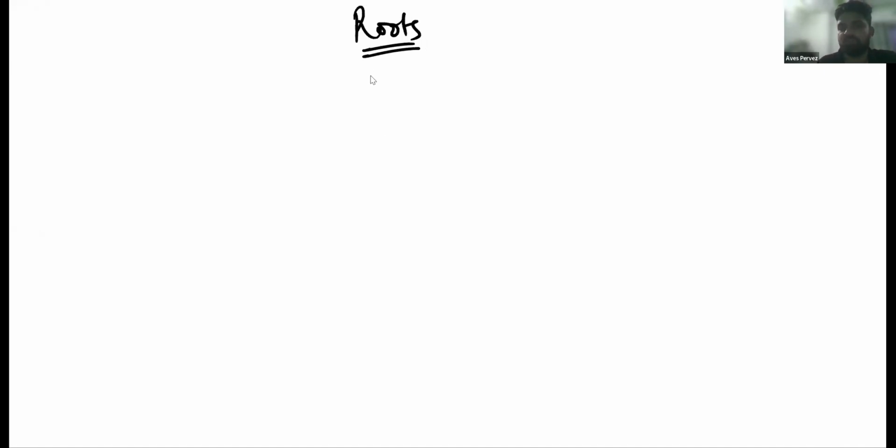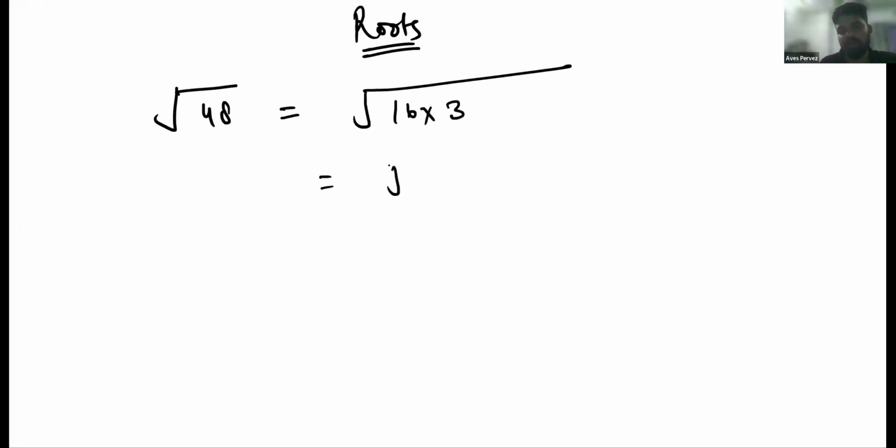Okay, if I'm saying roots, what are roots? If a number is written in roots, for example 48, first you factor it. 48 can be written as 16 into 3, and 16 can be further written as 2 into 2 into 2 into 2.